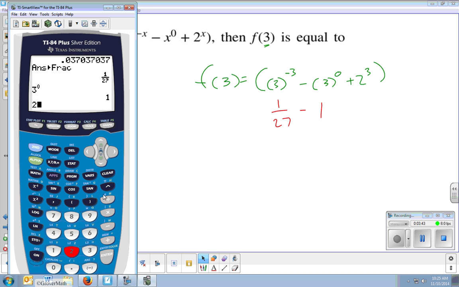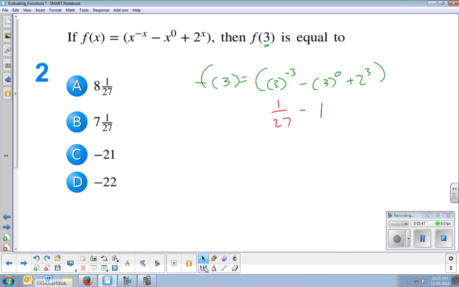And then lastly is 2 raised to the 3rd, which maybe you do know that one is 8. And so now we're looking at plus 8. And so we have 1/27 minus 1 plus 8. What they're looking for is actually an answer of 7 and 1/27. The -1 plus 8 is the 7 and 1/27. So that's what they're looking for here.